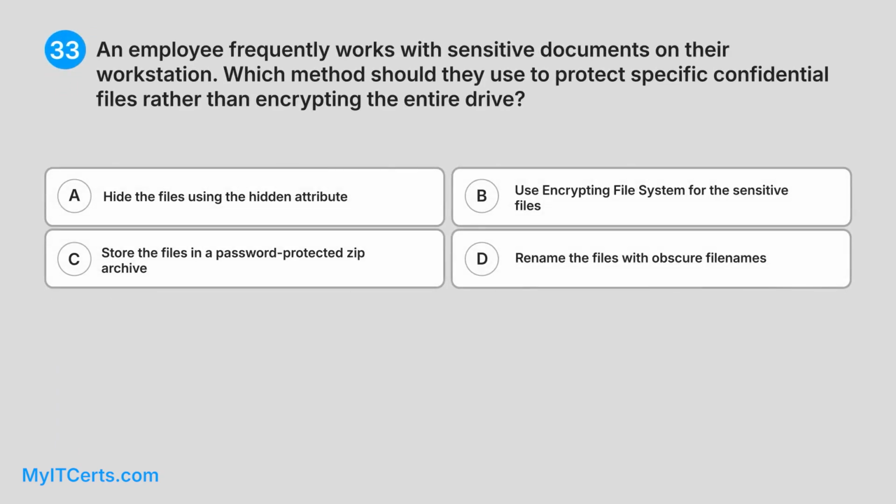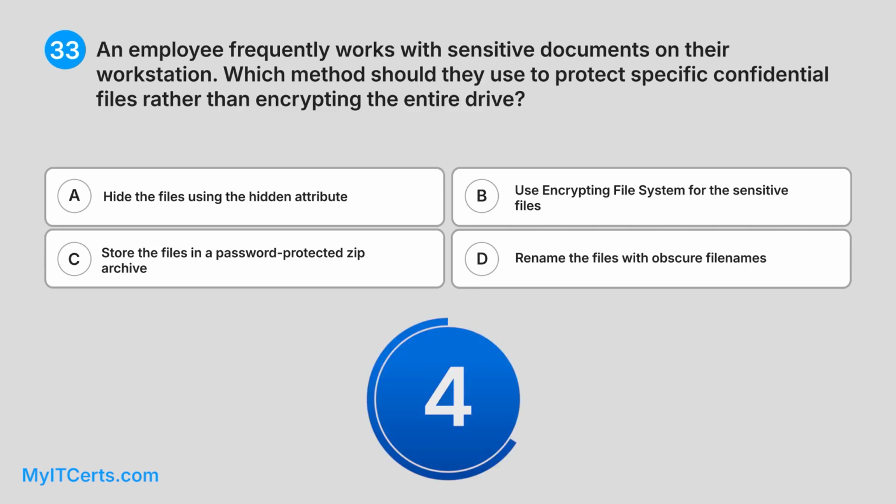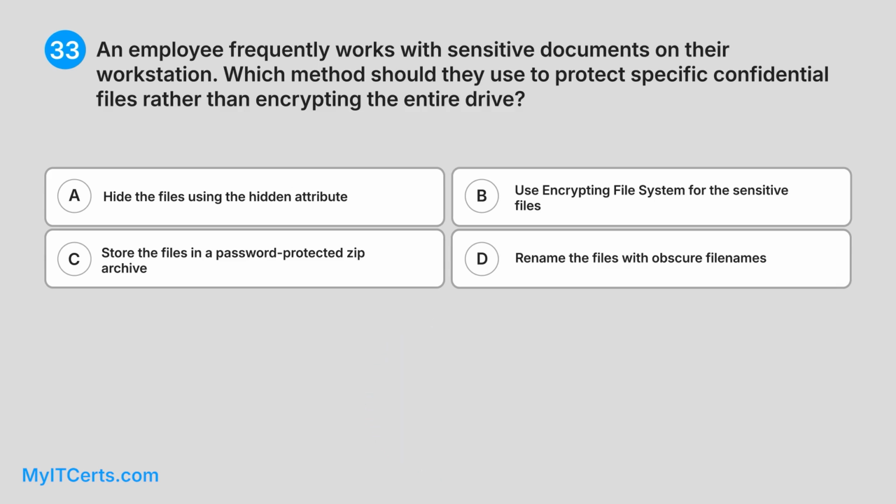33. An employee frequently works with sensitive documents on their workstation. Which method should they use to protect specific confidential files rather than encrypting the entire drive? A. Hide the files using the hidden attribute. B. Use Encrypting File System for the sensitive files. C. Store the files in a password-protected zip archive. D. Rename the files with obscure file names. What do you think is the answer?